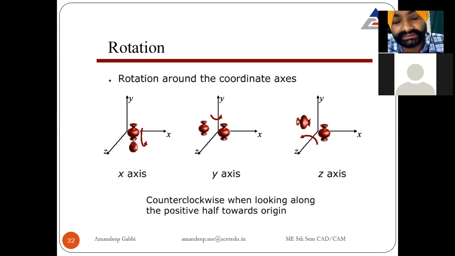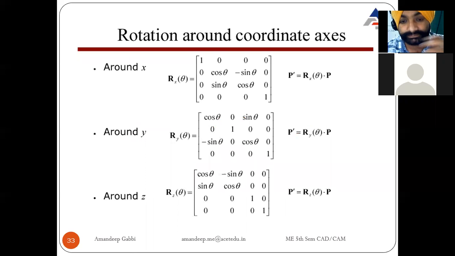Rotation can be along the x direction, along the y direction, and along the z direction. So these are the matrices for x, y, and z. You can note this down. I will even share this PPT after the completion of this session.